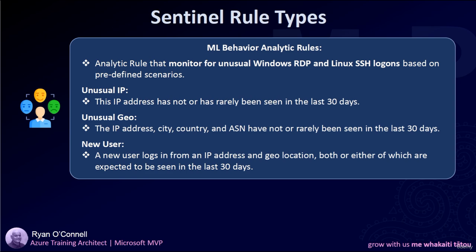monitor Windows RDP and Linux SSH logins that are based on predefined scenarios. For example, unusual IP, where the IP address has rarely been seen or hasn't been seen in the last 30 days. We have unusual geo, which is where the IP address, city, country, and ASN have not or rarely been used in the last 30 days. And of course, then we have a new user. A new user logs in from an IP address or a geolocation or both, or either, which have been expected to have been seen in the 30 days, but after 30 days, they haven't seen that. So it kind of flags it as suspicious.